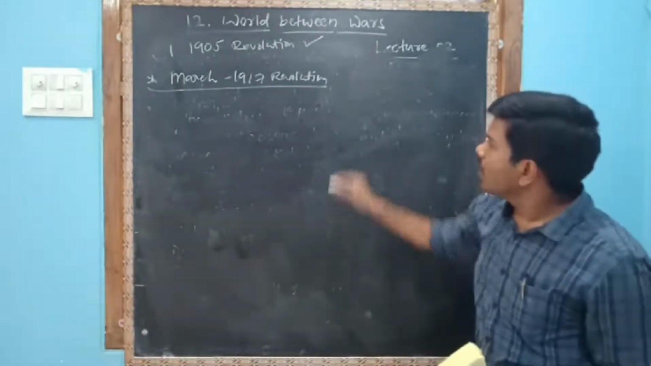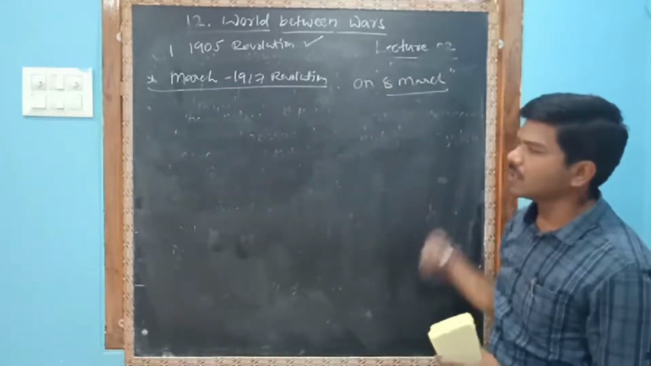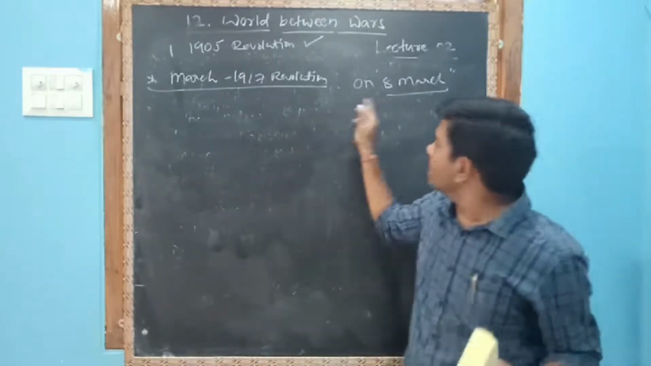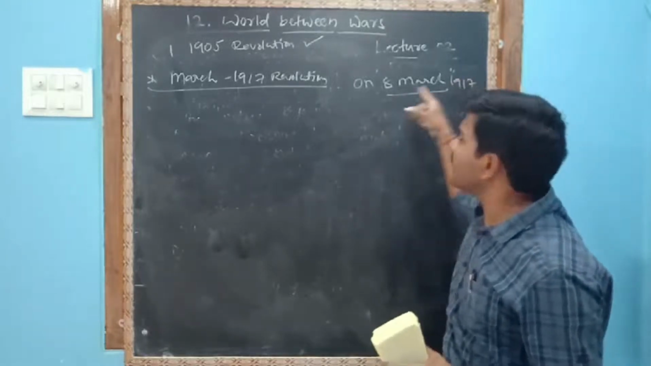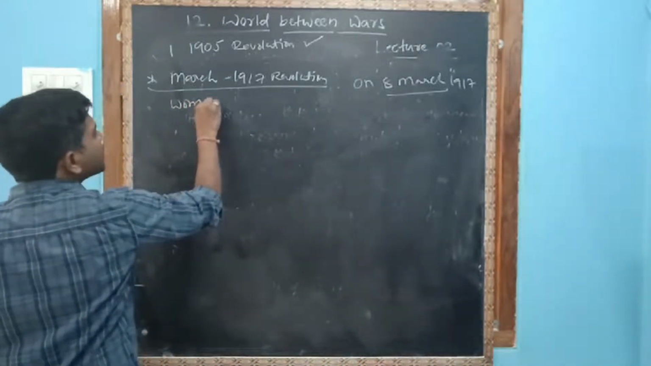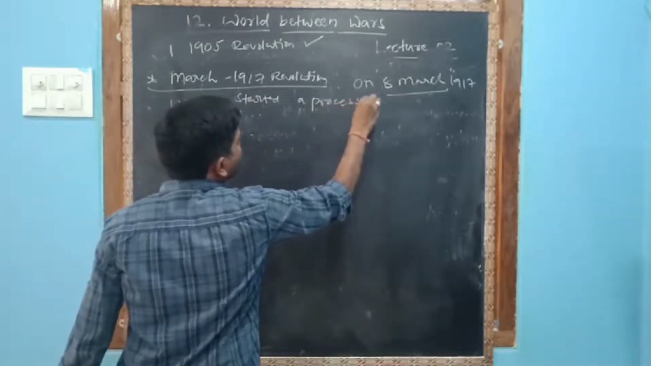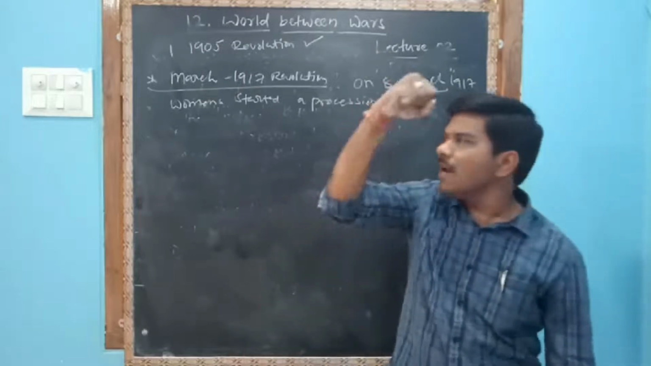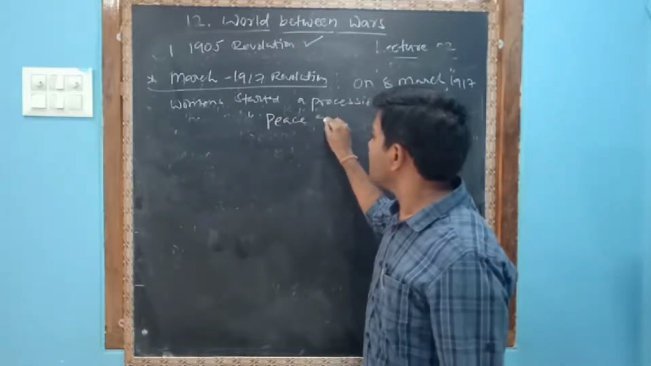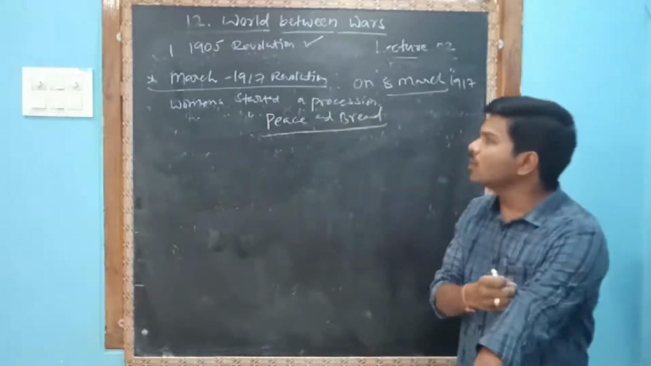So what happened? On 8th March, it's a very important date, women started a procession. On 8th March 1917, which is International Women's Day, women started a procession. Procession means rally. They started a procession, demanding peace and bread. It's very, very important. What did they want? They wanted only peace and bread.